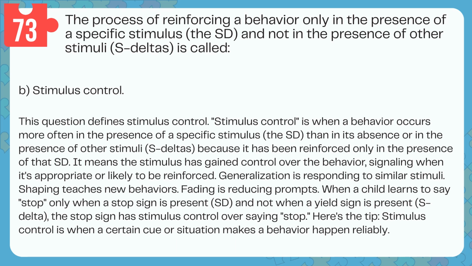When a child learns to say stop only when a stop sign is present, SD, and not when a yield sign is present, S delta, the stop sign has stimulus control over saying stop. Here's the tip. Stimulus control is when a certain cue or situation makes a behavior happen reliably.